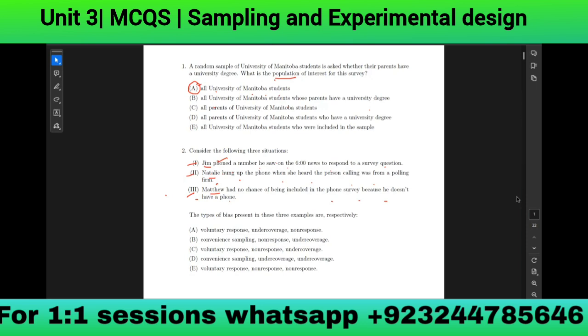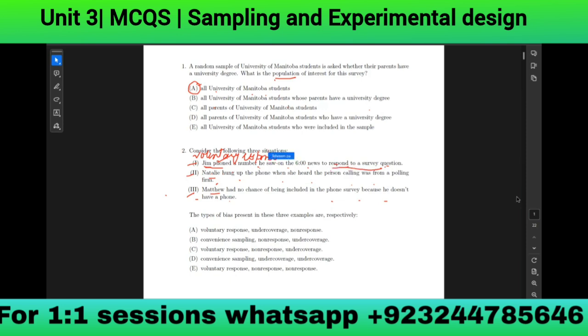So basically, in the first situation, Jim phoned a number. Jim has made a phone call to a number on the news and responded to a survey question. So it means it is a voluntary response. Remember, we studied voluntary response in our last lesson. And what is voluntary response? If someone called or asked someone a question and that person answered the question, it is a voluntary response.